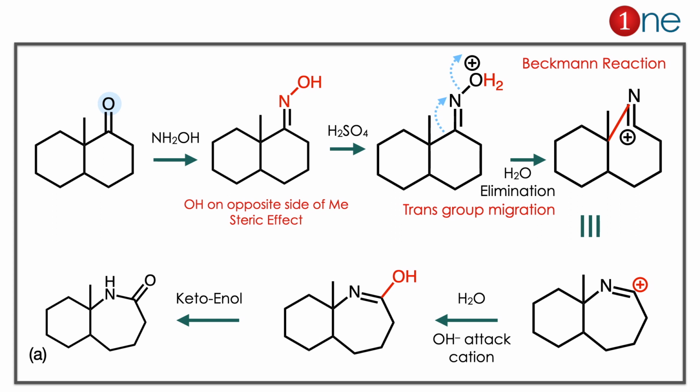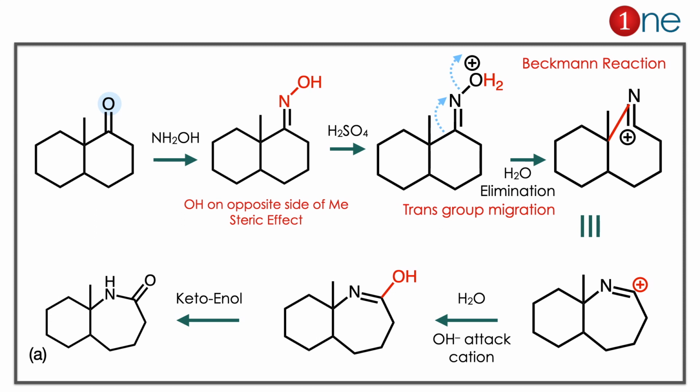So it moves and the ring is expanded. The cation is formed at the second position, and the cation has to be quenched. The removed water attacks there, and you have an alcohol. Once you do keto-enol tautomerism, you have answer A, which is the amine on the first position and ketone on the second. So it is a cyclic amide formation.